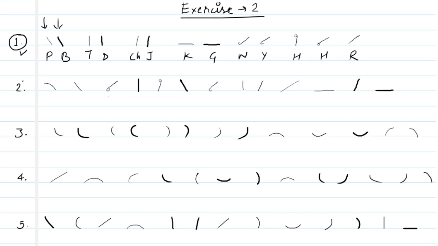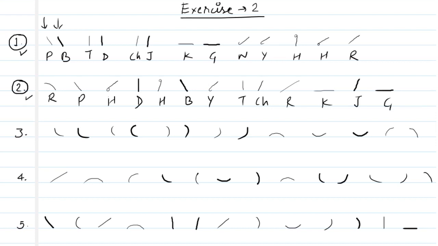Let's move to the second line. This one is R, this is P, this is He, this is D, this is He again. Then we have this B, this is Ye, this is T, this is Ch, this is R, this is K, this is J, then we have this G character. Alright, so we're done with the second line.